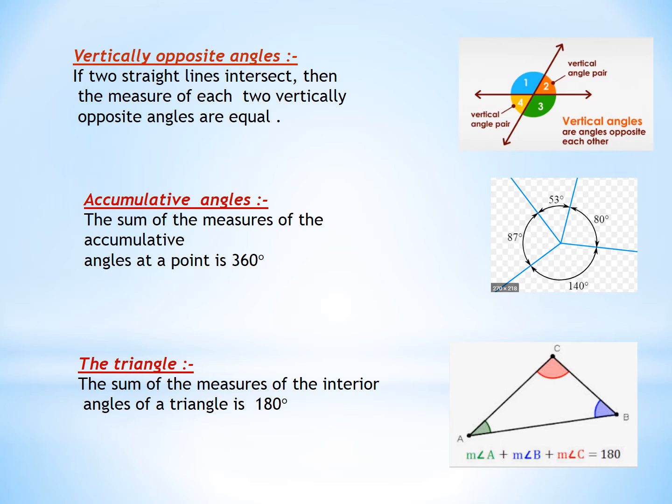خدنا الترينجل. طبعا انا عارف ان الترينجل فيه 3 sides و 3 angles، فبيقول لي هنا the sum of the measures of the interior angles of the triangle equals 180. يبقى معنى كده measure of angle A plus measure of angle B plus measure of angle C equals 180 degrees.